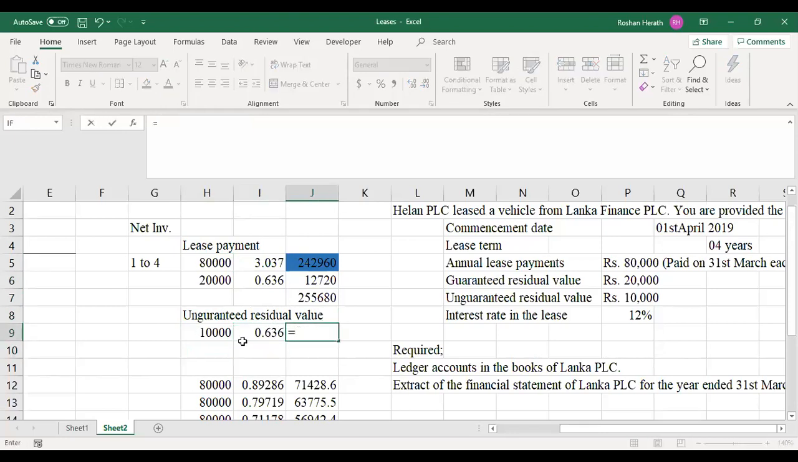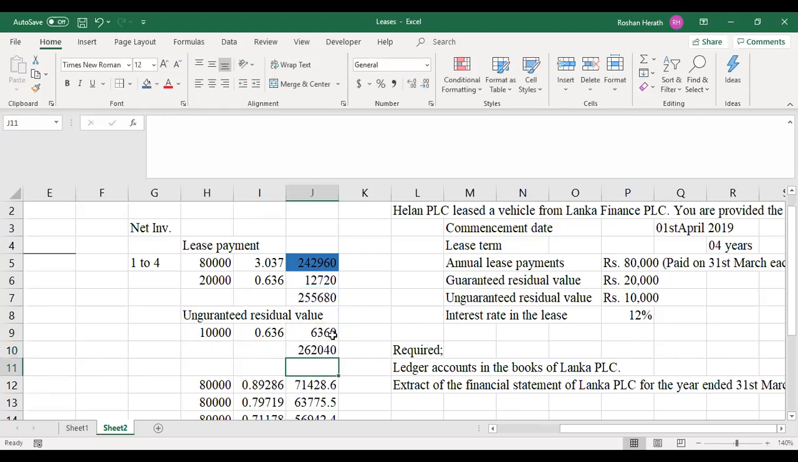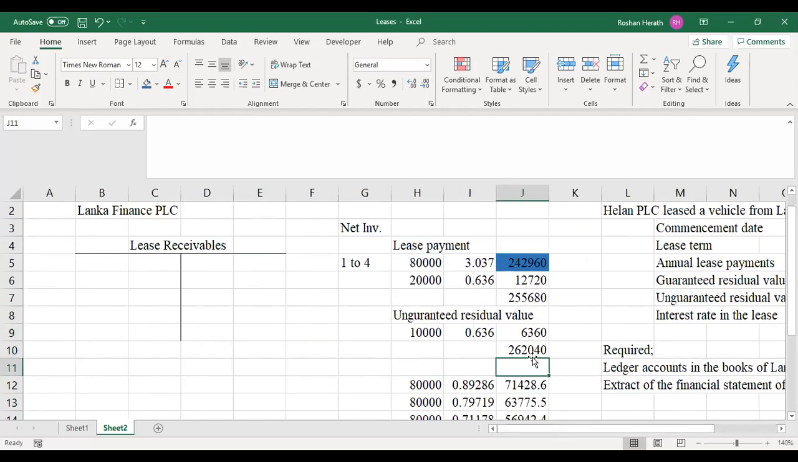So once you get that, the unguaranteed residual value is 6360. So once you take the total, simply take the total lease payment present value plus unguaranteed residual value present value. So it is supposed to be recognized at 262,040. That is the value of the lease. 262,040. That is the amount.